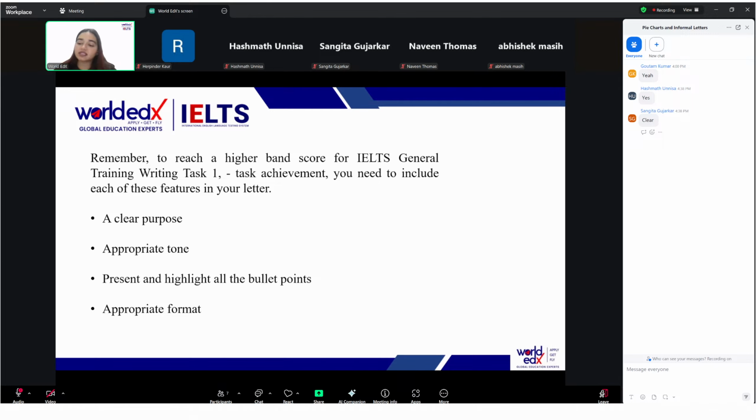And the last one is appropriate format. When I say appropriate format, what I'm trying to say is the letter should contain an introduction, the purpose, then dear, then the 3 bullet points, and then the sign off. The report should always have the introduction, the overview, the 2 body paragraphs, and the essay should always have the introduction, body 1, body 2, and conclusion. These are the appropriate formats for each kind of task, and you need to maintain them very well, because without maintaining them, you are going to face some kind of reduction in your band scores.